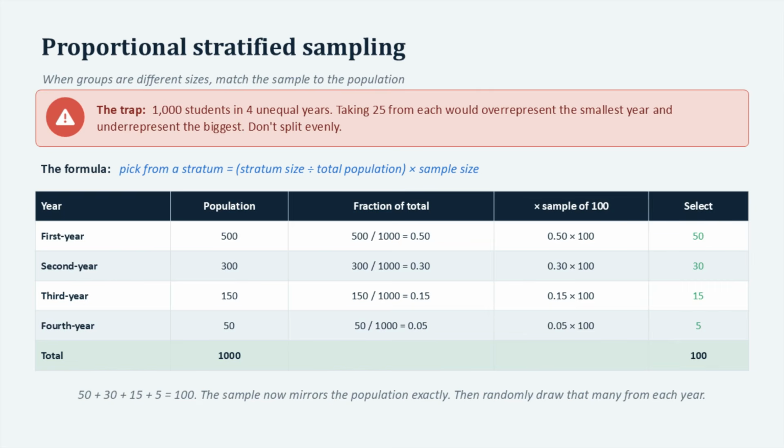Next, second-year students. 300 divided by 1,000 is 0.30. Multiply by 100, and we get 30. So we select 30 second-year students. Continue on in the same manner.